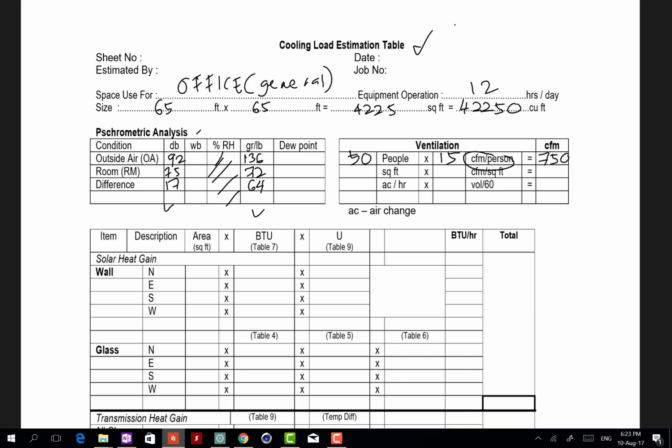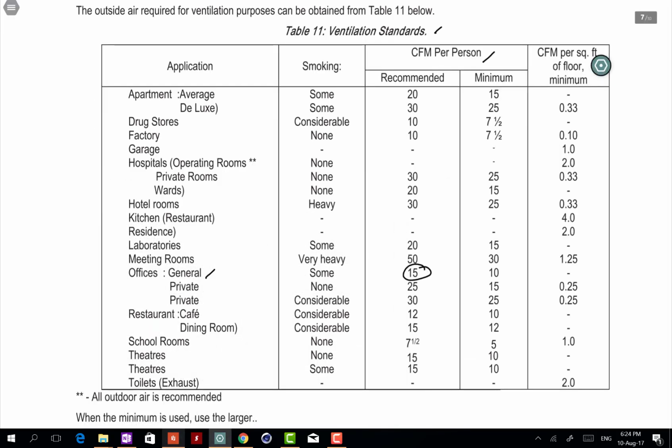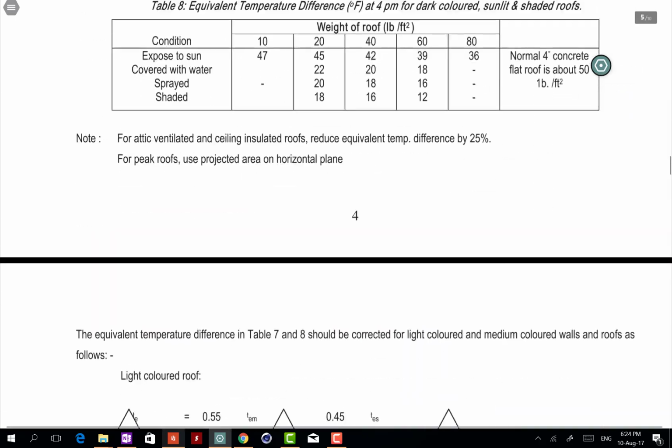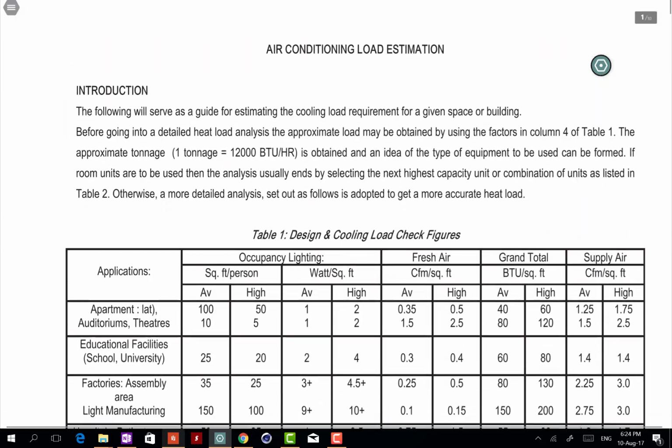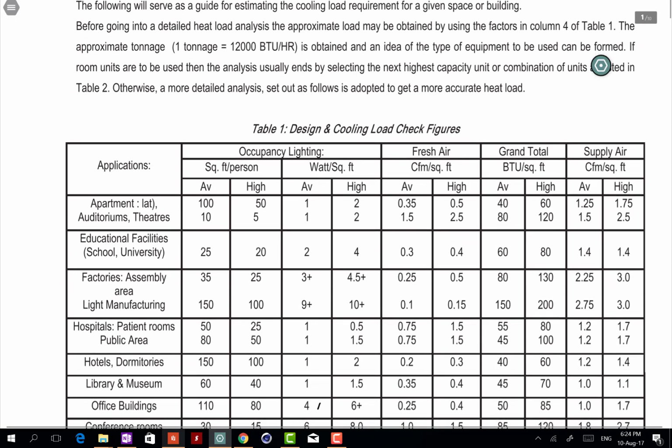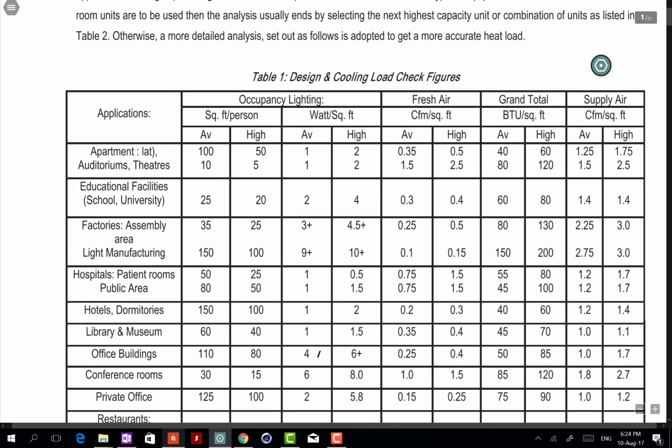The second row is ventilation by the area. The area of this office is 4,225 square feet, multiplied with CFM per square feet. For this one we need to refer to table 1. Here, CFM per square feet for general office.